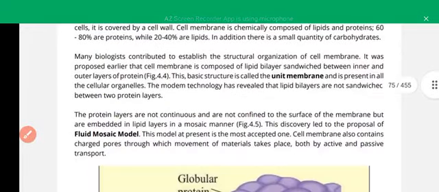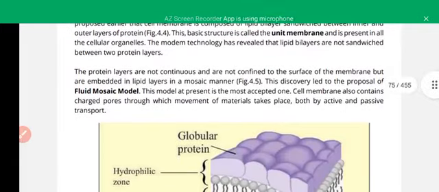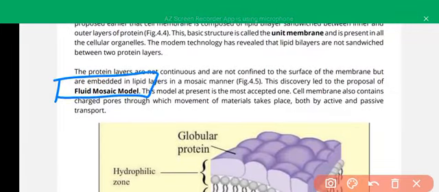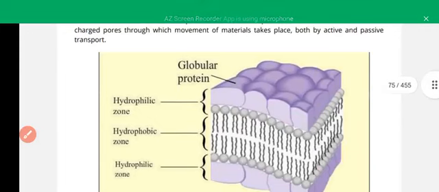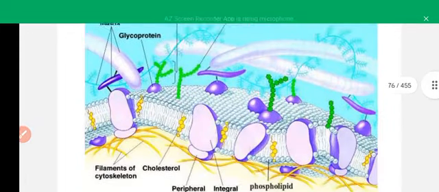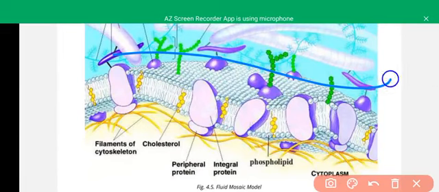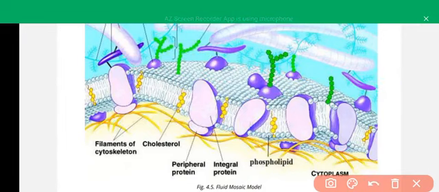This model was given by Danielli and Davson. Then Singer and Nicolson gave the model called the fluid mosaic model, according to which lipids are not sandwiched between protein layers, but proteins are embedded in the lipid bilayer in a mosaic manner.